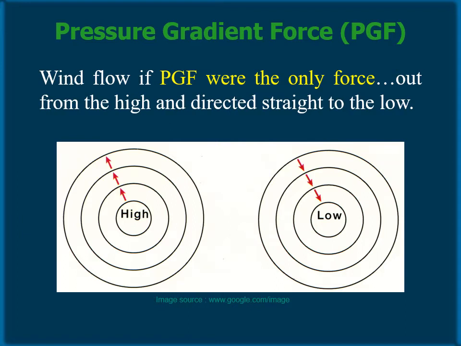Now, in the atmosphere, the pressure gradient force is generally directed perpendicular to the isobars.